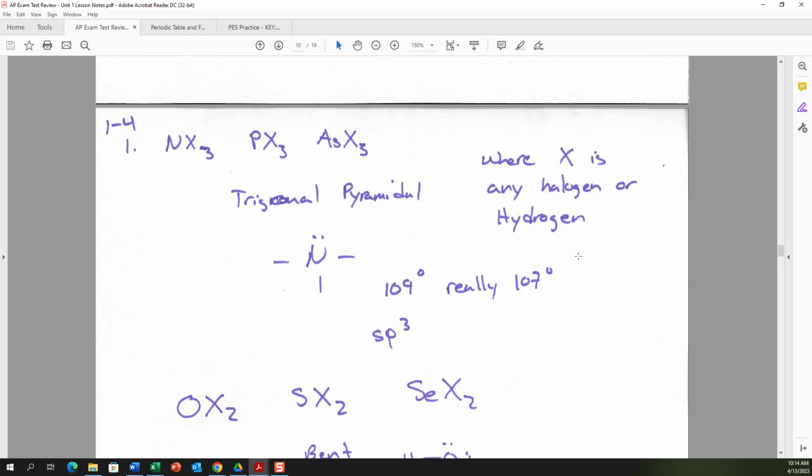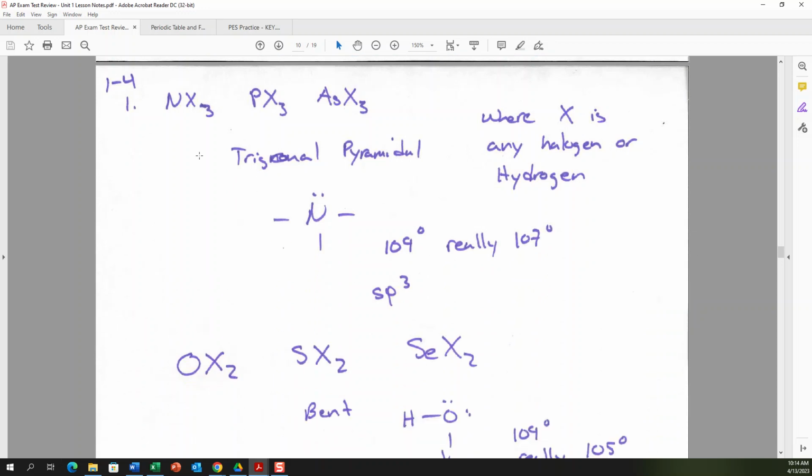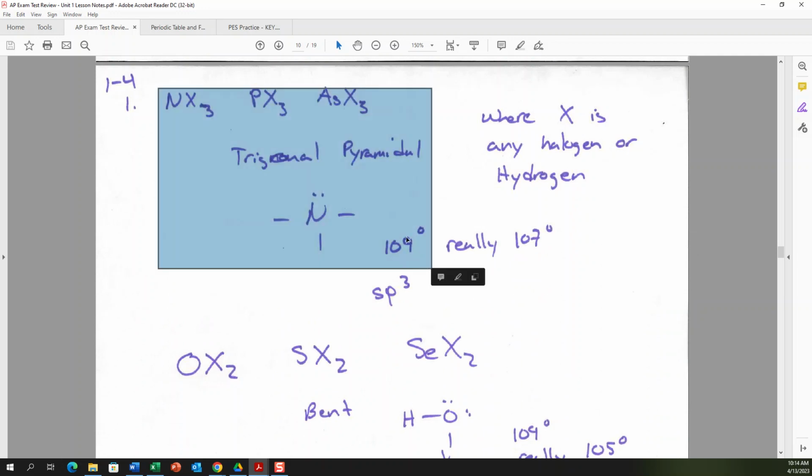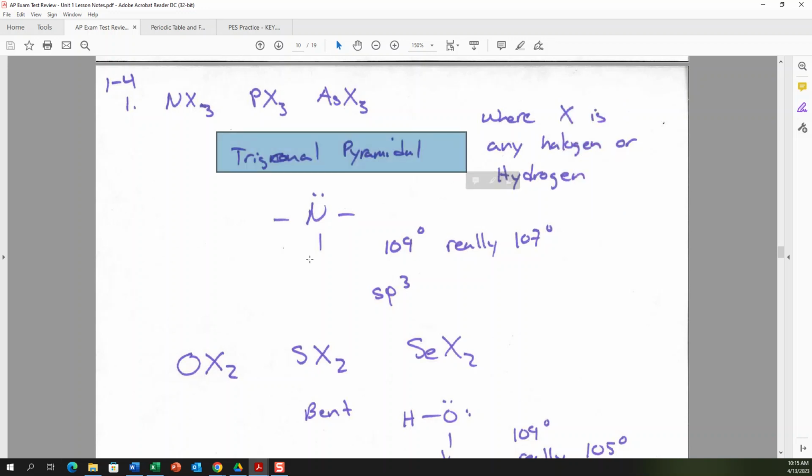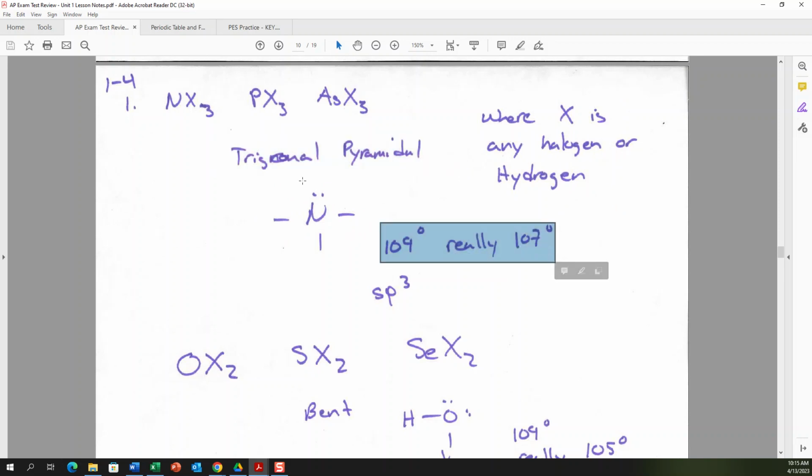So dot structures for molecules, you kind of want to remember this, especially for multiple choice questions, right? Nitrogen, phosphorus, arsenic with 3 things, where those 3 things could be a halogen or hydrogen, and it could be any combination of those. As long as those 3 things are halogens or hydrogen, that's where you get the trigonal pyramidal shape. It looks like this. If you're asked for bond angle, it's 109. Really, remember, it's 107 because the lone pair takes up a little bit more space than a bonding pair. But whenever you have 4 domains, if you're asked for bond angle, you could say 109. And whenever you have 4 domains, the hybridization is sp3, okay?